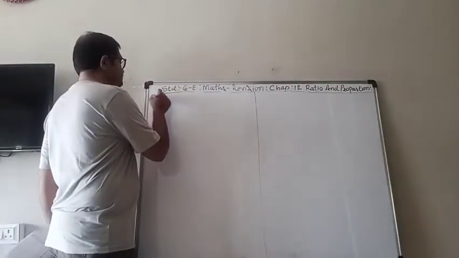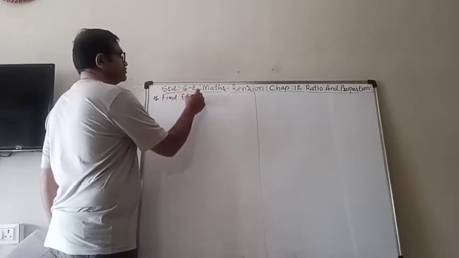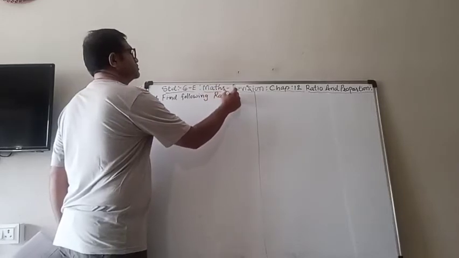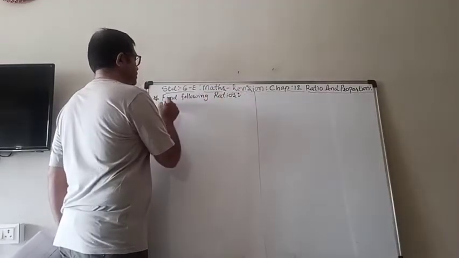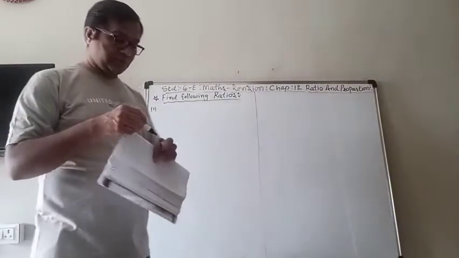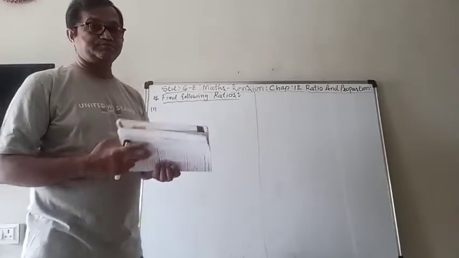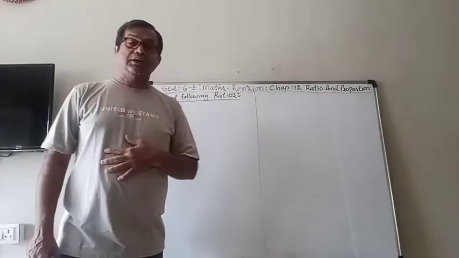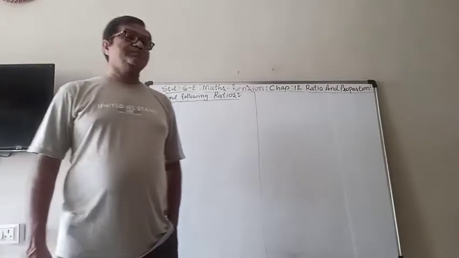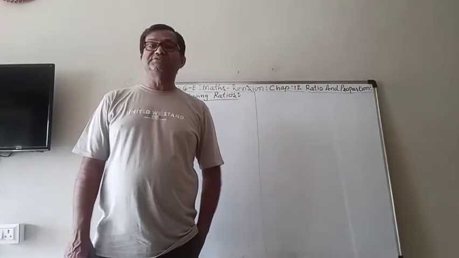Find the following ratios. As you know, what is the most important thing when we find the ratio of two quantities? It is very important that the units of both quantities must be the same.